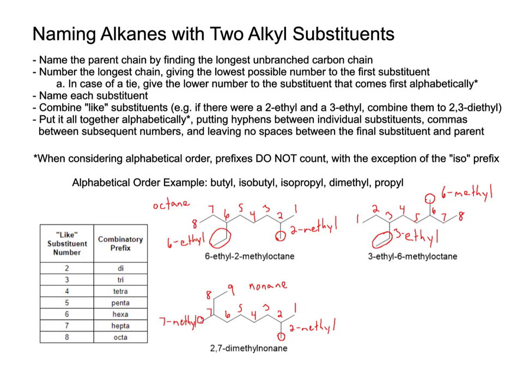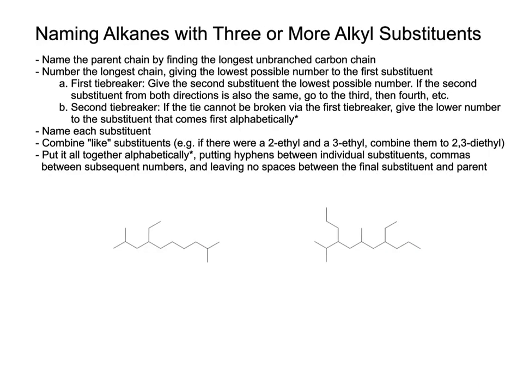So of course we number from right to left because that puts our first substituent at a 2, whereas if we numbered from the top left to the right, that's going to give us a 3 for the first substituent. Of course, we need to combine the 2-methyl and the 7-methyl, giving us 2,7-dimethylnonane.